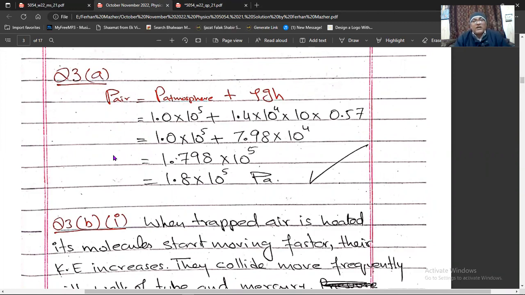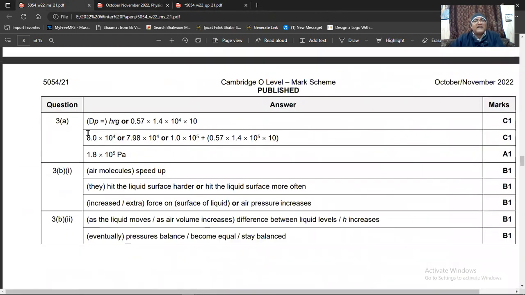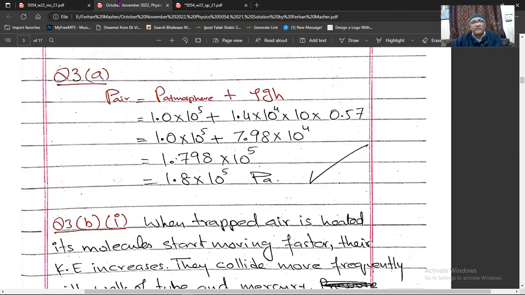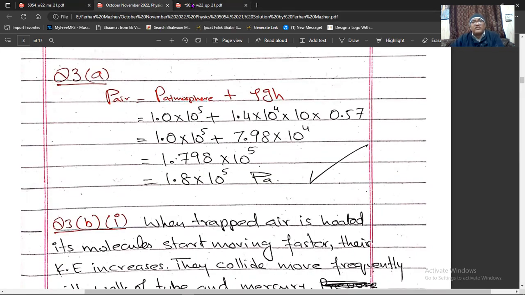So it will be 1 × 10^5 pascal plus 1.4 × 10^4 multiplied by 10 multiplied by 0.57. So you will have 1 × 10^5 plus 7.98 × 10^4, and that will be 1.798 × 10^5, and it will be 1.8 × 10^5 pascal. 1.8 × 10^5 pascal is the right answer. This is my solution.